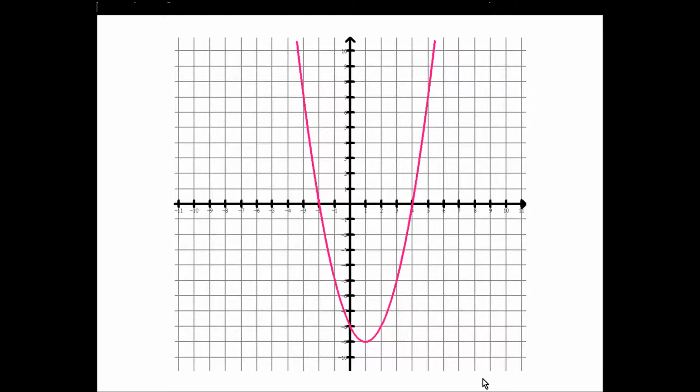Okay, let's try another one. I've got f of x equals negative 6x squared plus x plus 2. Let me warn you, it's going to be hideous. The numbers are going to be hideous. Our solutions. For part A, the x-intercepts, you're going to have negative 6x squared plus x plus 2 equals 0.